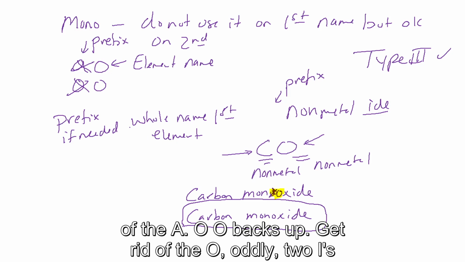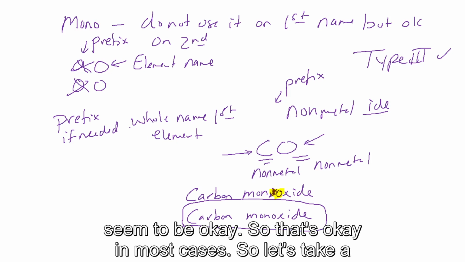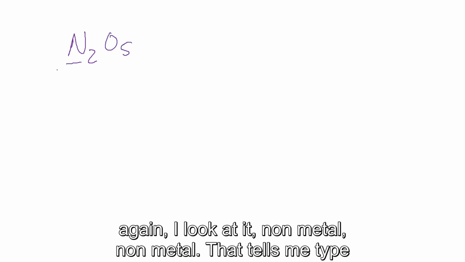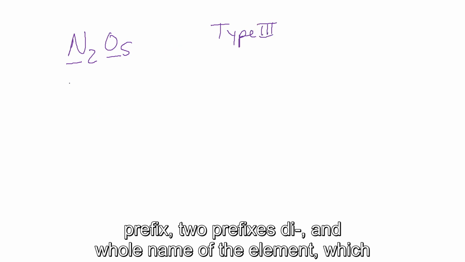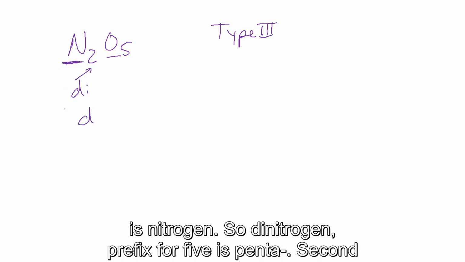Oddly, 2 I's seem to be okay, but that's okay in most cases. So let's take a look at a couple more here. We got N2O5. Again, I look at it, non-metal, non-metal. That tells me type 3. Nothing to figure out, but let's just choose the right prefix. 2 prefix is di, and whole name of the element, which is nitrogen. So dinitrogen.